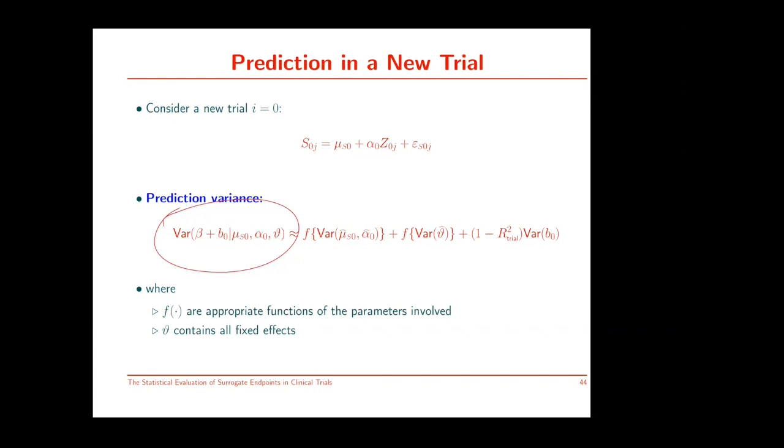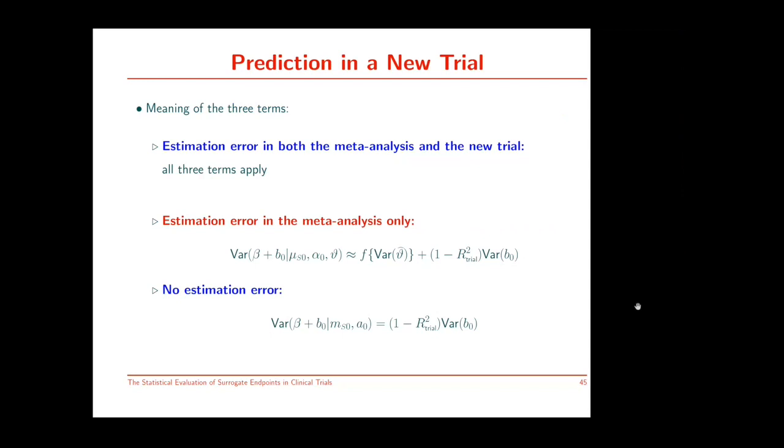If you have a huge validation exercise, check, that's good news. If you have a huge new trial, check. But if the surrogate and the true endpoint have nothing to do with each other, you're still nowhere. So these 3 conditions need to be satisfied. So the prediction in the new trial depends on the variability, the estimation error, the standard errors, if you wish, in the meta-analysis, in the new trial, and then the relationship between the 2.